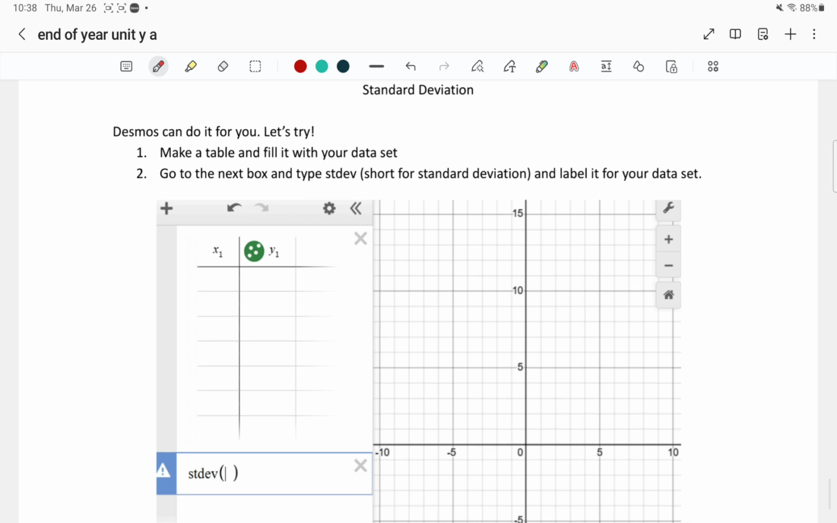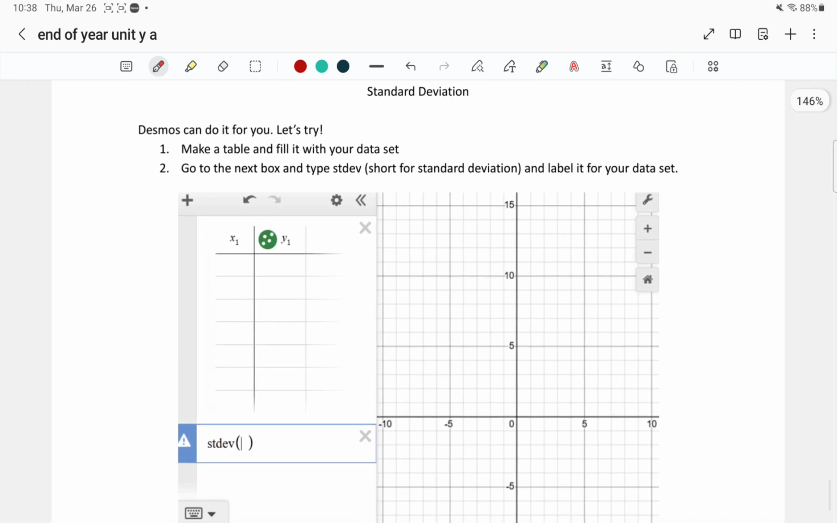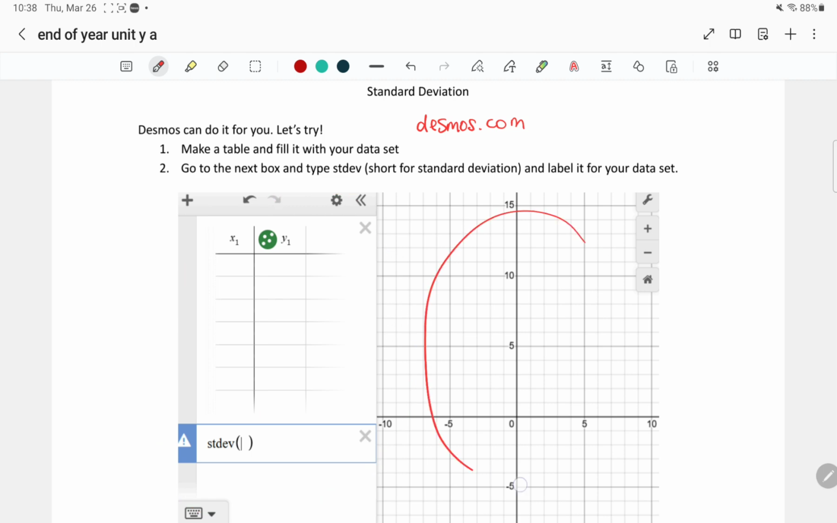Okay, standard deviation. If you Googled the formula for standard deviation, it is so gross and ugly, and it's awful. So I want you to go to Desmos.com and get onto the graphing calculator so that you have it open, with the equation boxes and the graph.